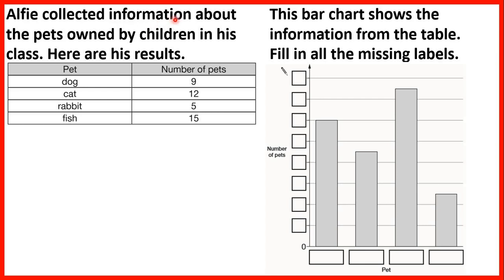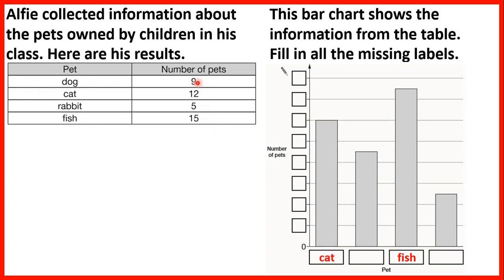Alfie collected information about the pets owned by children in his class. Here are his results. This bar chart shows the information from the table. Fill in all the missing labels. So we can see from the table that the number of pets was most for fish. So that means the longest bar will be fish. Then the next largest number is 12, and that's the children who owned cats. So the next largest bar, this bar here, will be for cats.